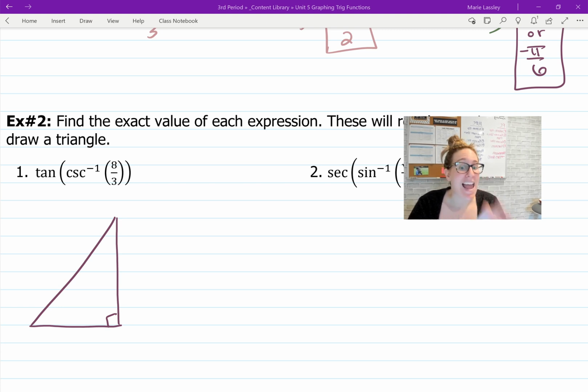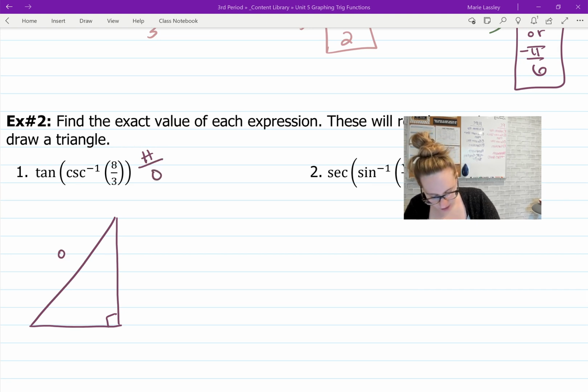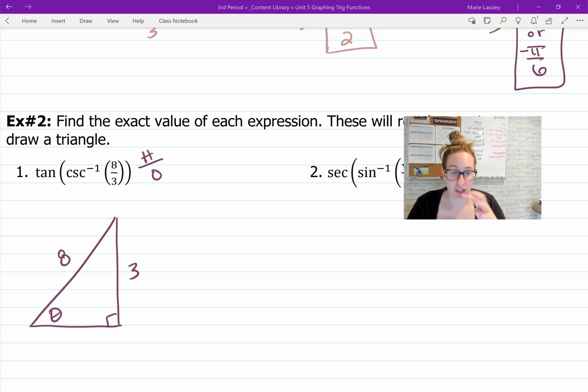If this had given me -8/3, I would have drawn my triangle so that it would have been in the fourth quadrant. When you're doing cosecant and sine, your only two options are first quadrant or fourth quadrant. So if it was -8/3, I would have drawn my triangle basically upside down, so that it would have been in the fourth quadrant. Now cosecant is hypotenuse over opposite. So my hypotenuse is 8 and my opposite is 3. This is always my angle right here in this corner. I want to know what is the tangent of this triangle.